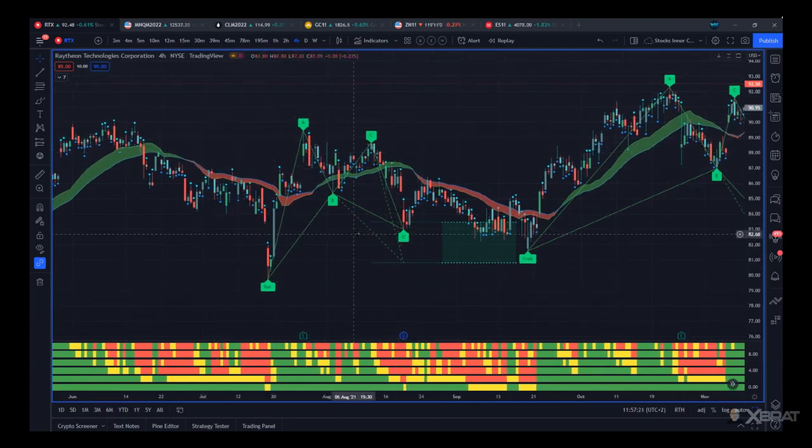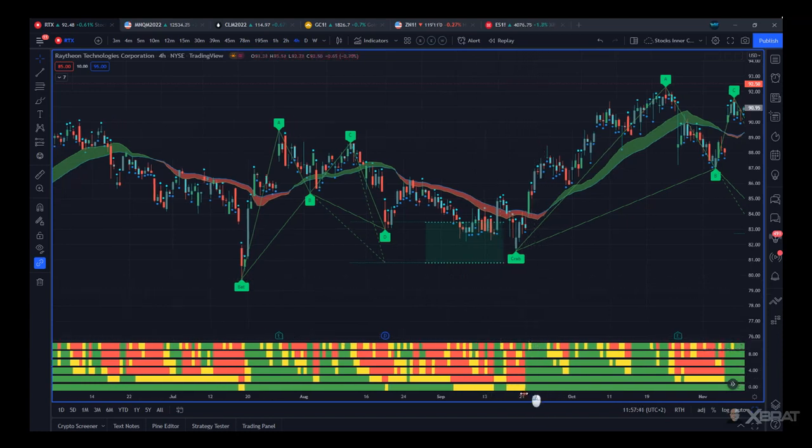This is the 4-hour time frame on RTX, so it's a stock. We'd be looking to swing this. We're looking for those entries and things like that. But the main thing is the bat pattern is recognized. The D pivot completed in the automated completion zone. So now the next thing is we're looking for confirmation from the bias depth heat map.